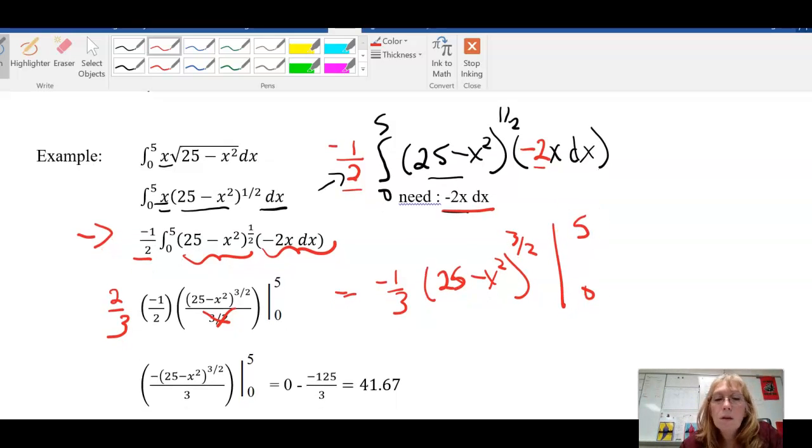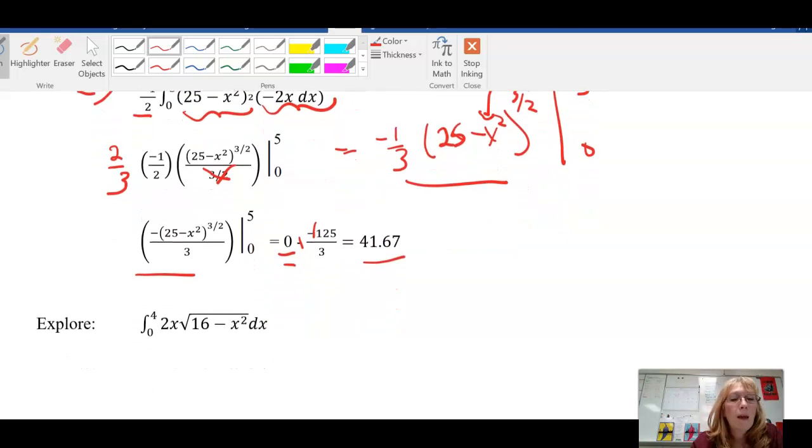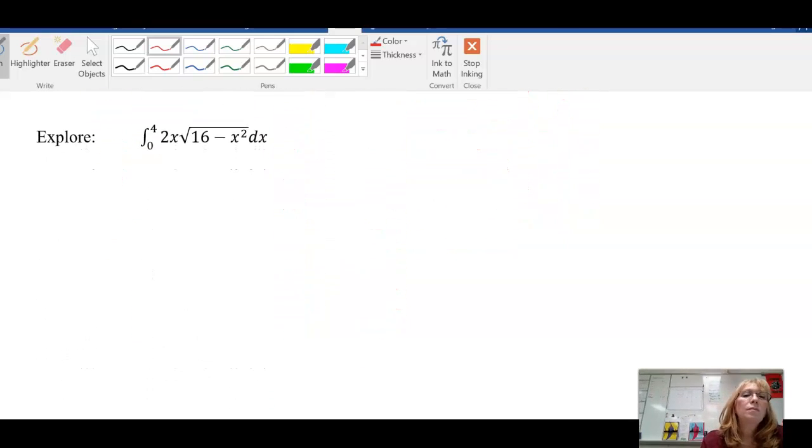All right, you can do this with the fraction or without the fraction. It doesn't really matter. Okay, now these are the exact same thing. I just wrote them out differently. If you plug in the 5, that's 25 minus 25, which is 0. Now I have to subtract, so I'm subtracting negative 1/3 times, plug in the 0, 25 to the 3/2 power, which is a negative 125 over 3. Plug that in your calculator, and you get 41.67.